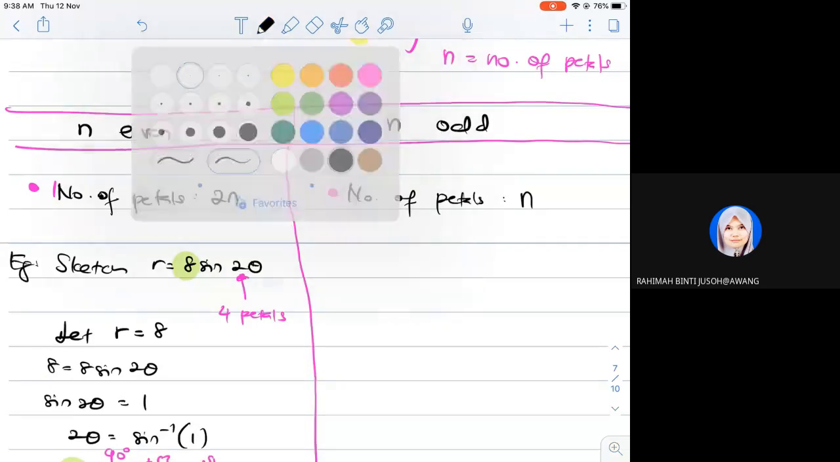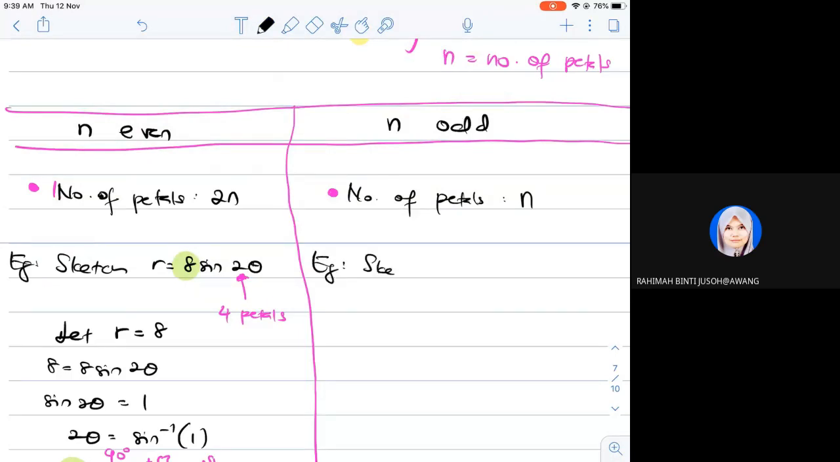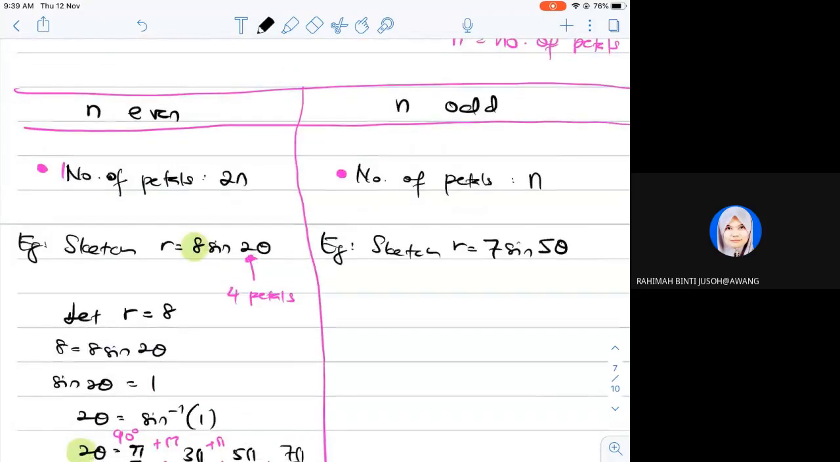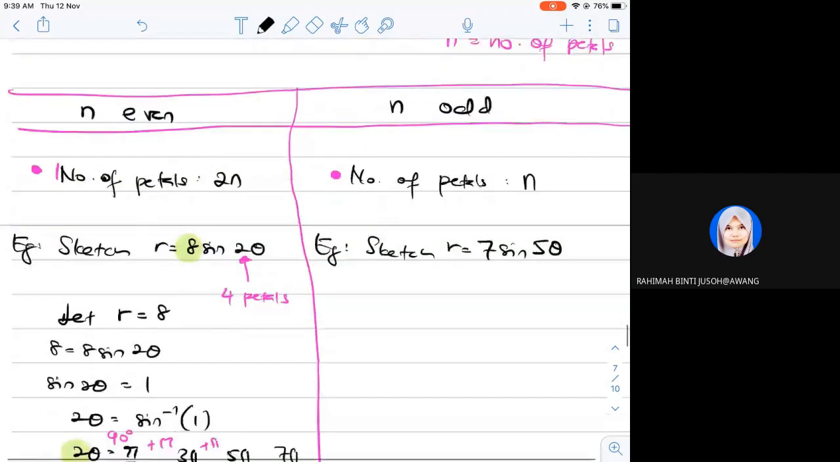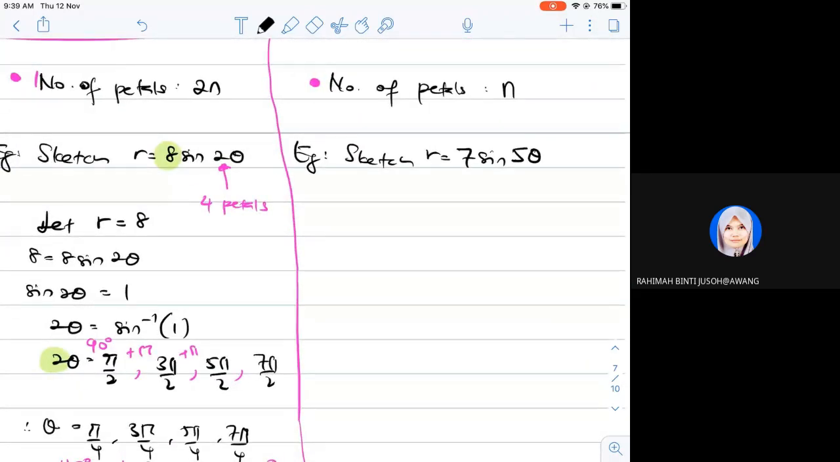Odd. Okay, example, sketch. r equals to, let's say, 7 sine 5 theta. How many petals do you want? Guys, how many petals do you want? 3. 3. 5 theta. Okay, 6 cannot because 6 is even. I want odd now. Okay, thank you very much for responding to me. Good, very good. So now, okay, odd number. This is an odd number.